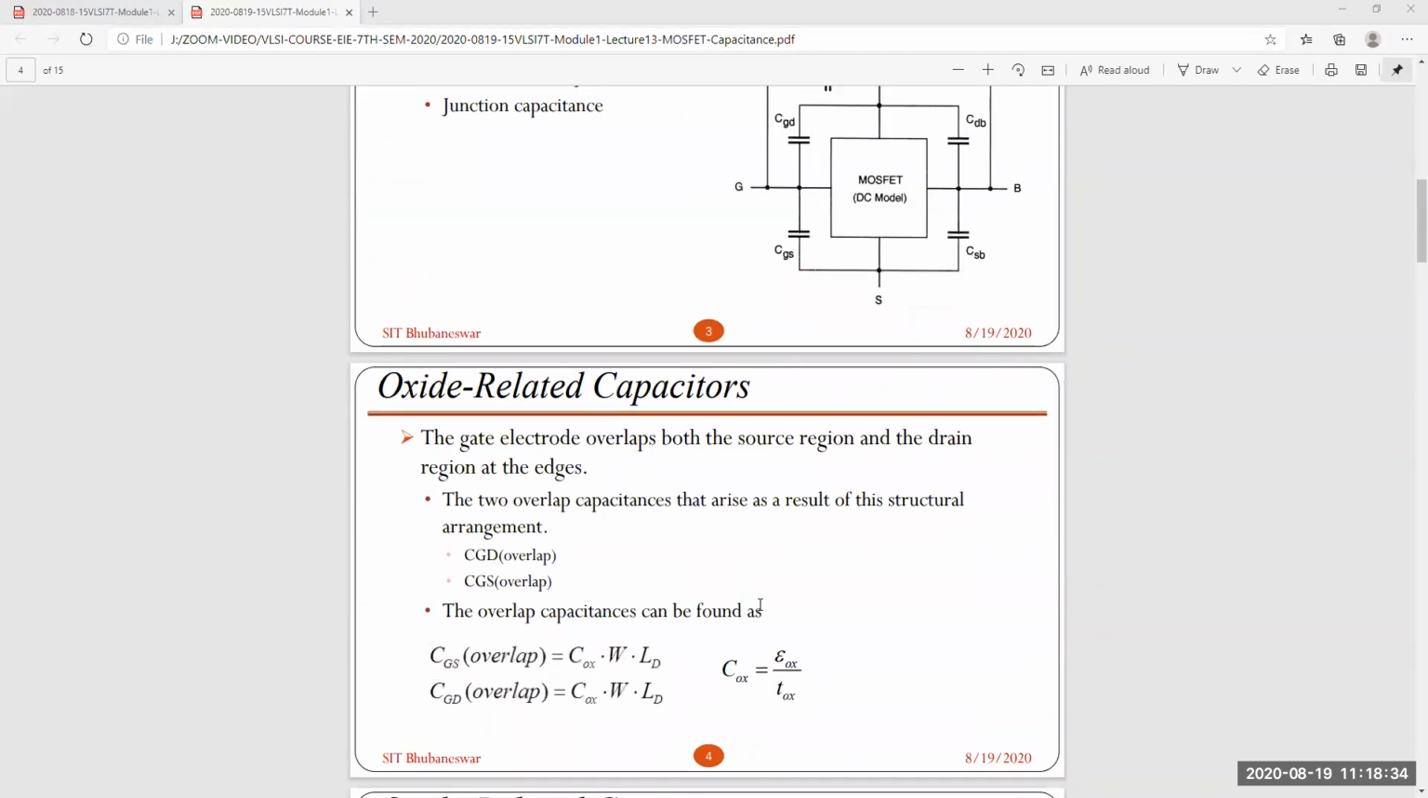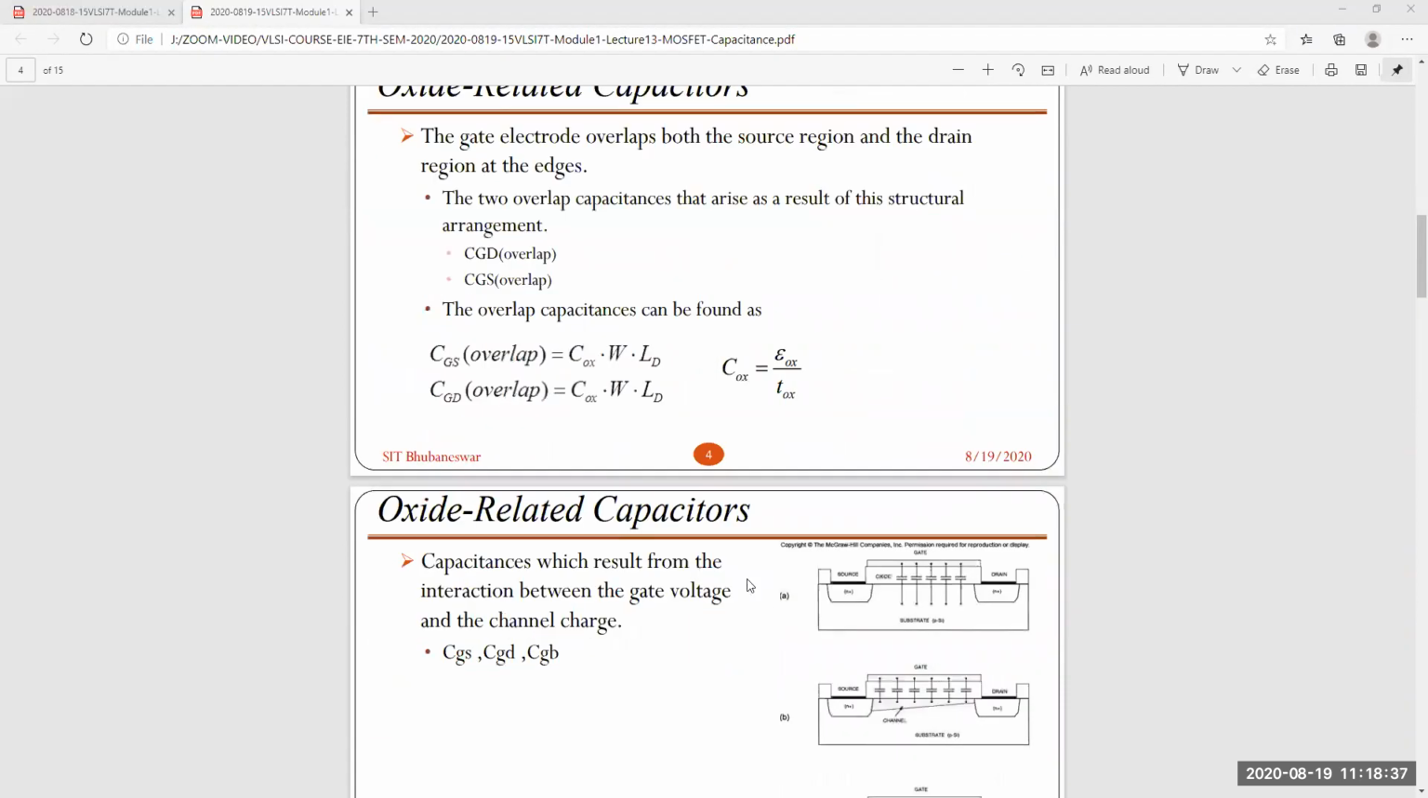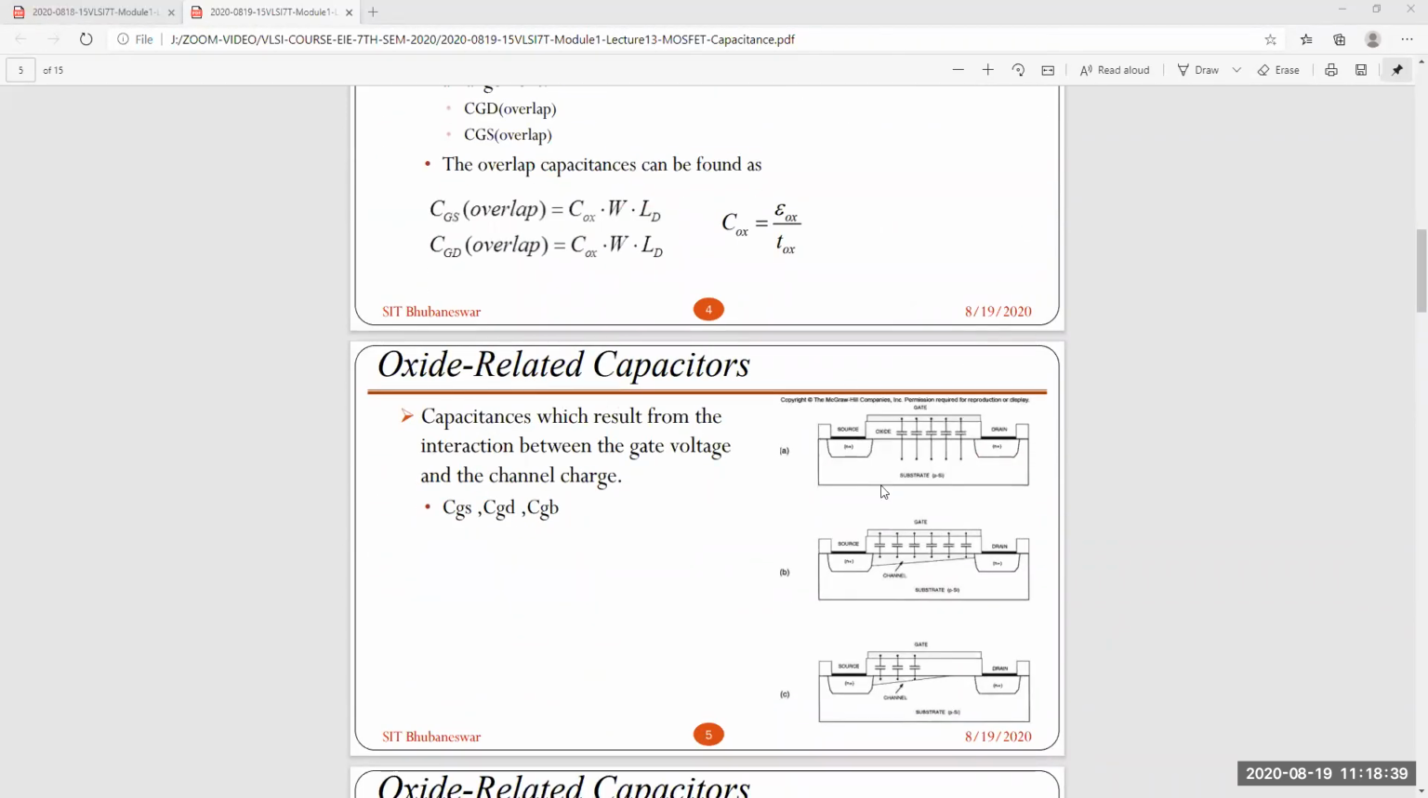So these are two overlap capacitances, and I said that channel related capacitances. See, during cutoff, due to cutoff, no channel. So only gate to bulk, all the capacitance will get direct gate to bulk.